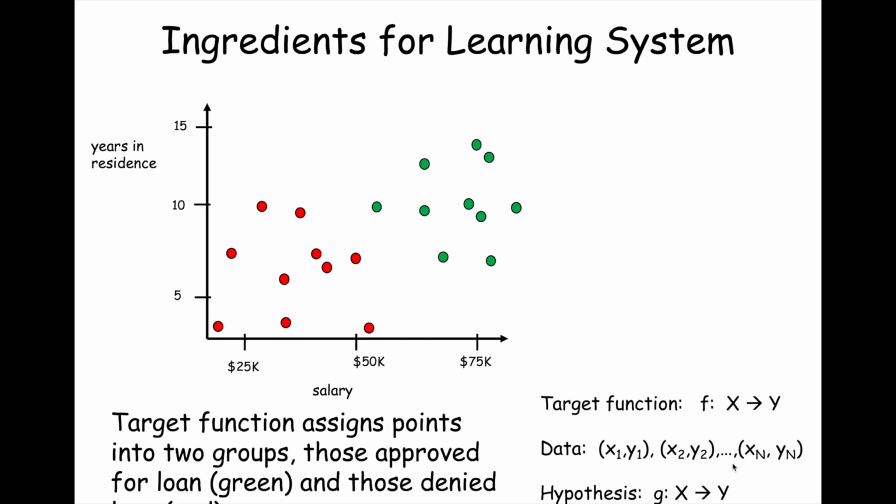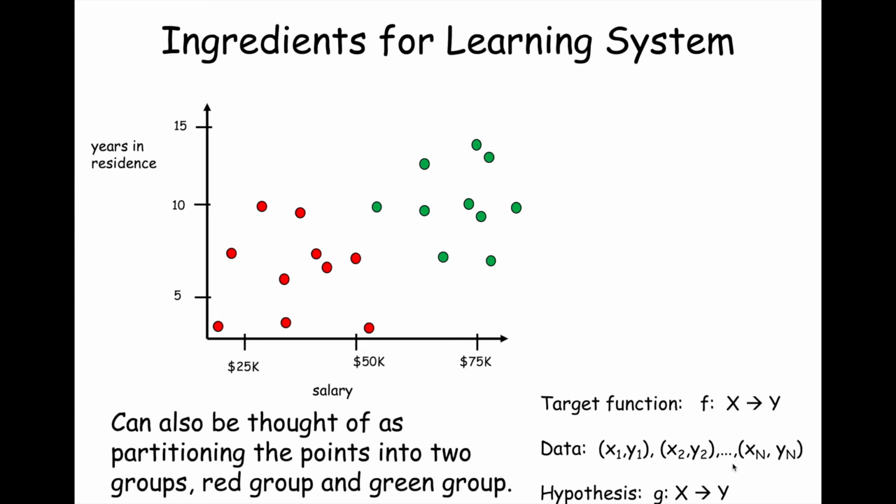Okay, so the target function assigns the points to 2 groups. These are approved, the green, and those denied, which are the red. And it can also be thought of as partitioning this feature space into 2 groups, the red group and the green group. So now what we're going to do is think of a function that can separate this feature space into 2 different groups of point clouds, such that in one group you have the approved people, and in the other group you have the denied applicants. Does that make sense? So let me ask you, what type of function do you think will separate these 2?